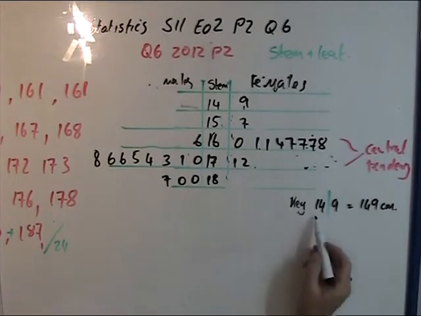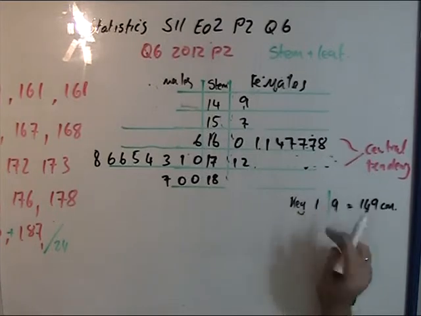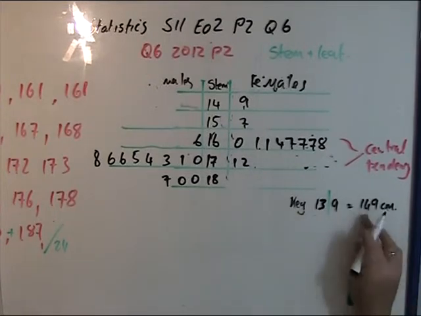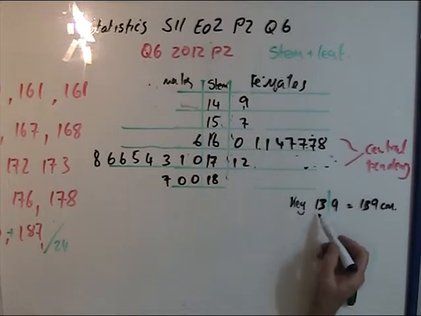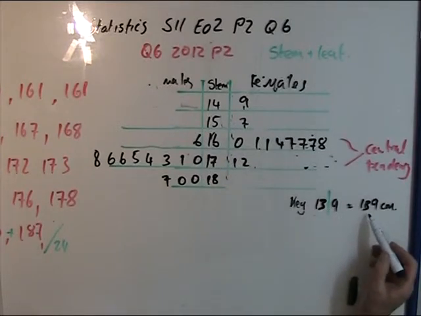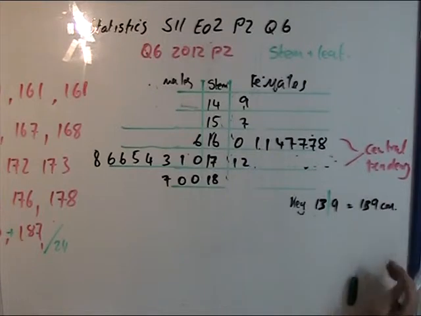Now you must put down a key. It doesn't actually have to be there, I mean, I could represent this as 13 | 9 represents 139 centimeters, so long as I have the key in here showing that this represents hundreds, which will give me 139.